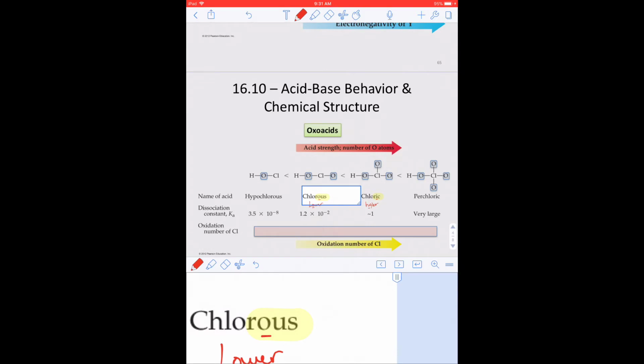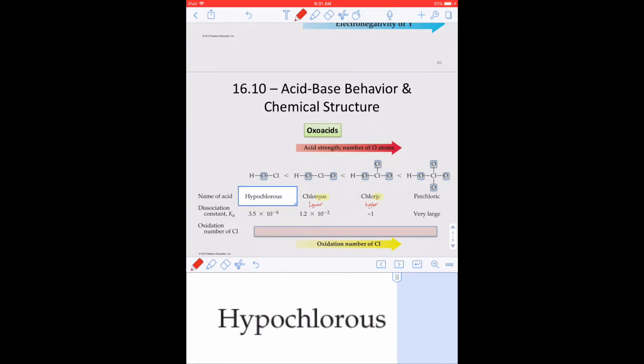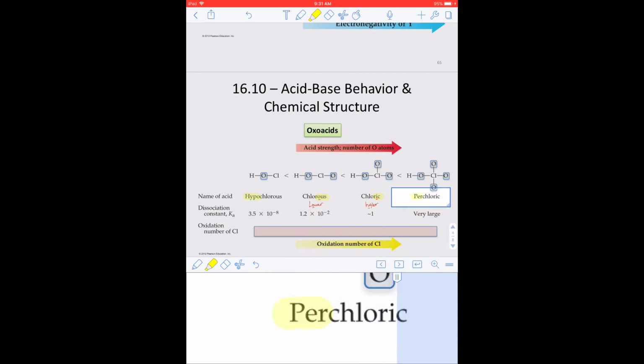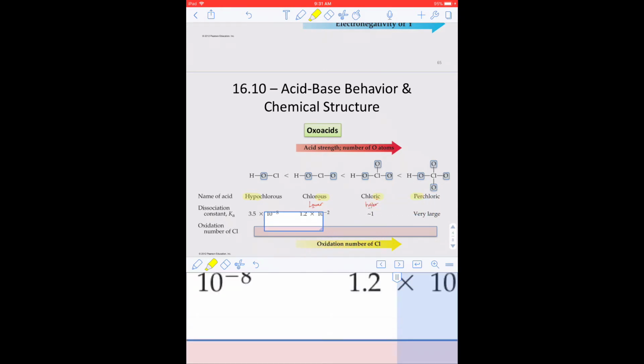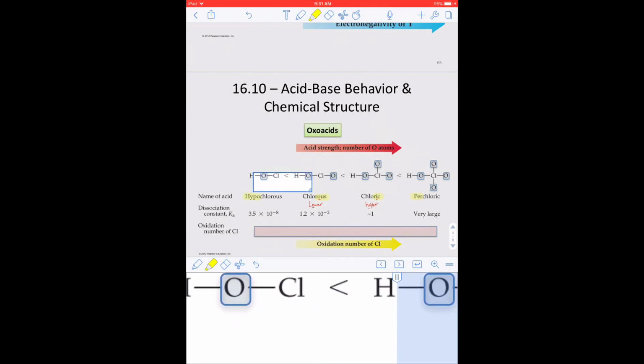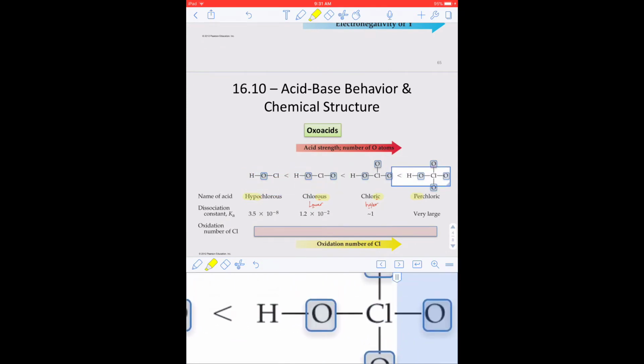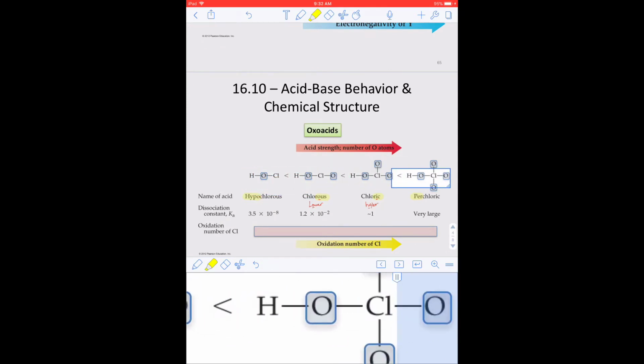And when you have more than two, then you've got to use the prefixes here. So we have hypo, like hypoglycemic, low sugar, so low number of oxygens, and then perchloric down here. We just add per to chloric to get the acid with 4 oxygens. So here what we want to think about again is the number of bridging oxygens. The size of the chlorine doesn't really matter because they're all chlorines here.